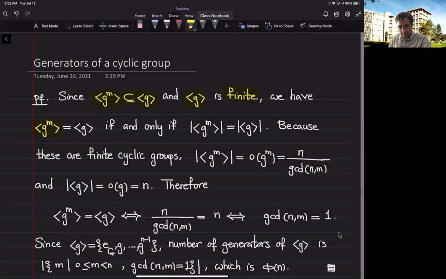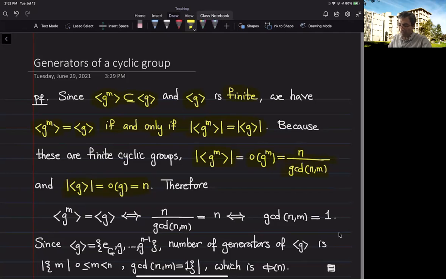So the group generated by G to the m is equal to the group generated by G precisely when they have the same cardinality. Now I'm in the realm of understanding orders, because the cardinality of the group generated by G to the m is the order of the generator G to the m. Similarly, the cardinality of the group generated by G is the order of the element G, which is n. And the cardinality of this group is the order of G, n, divided by GCD of n and m.